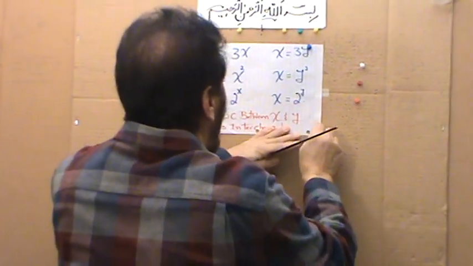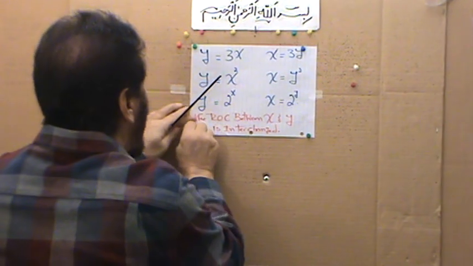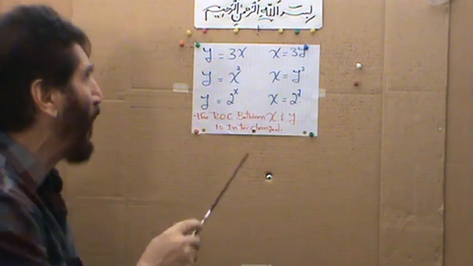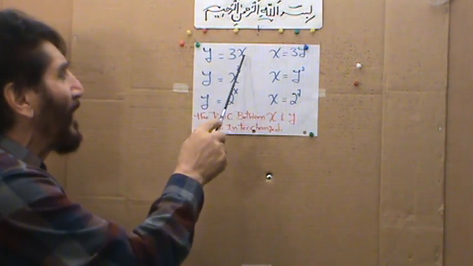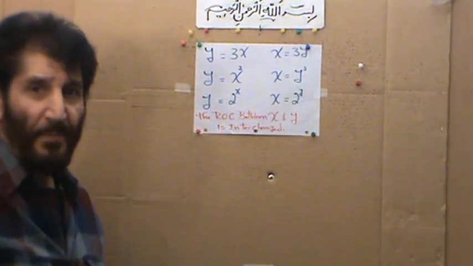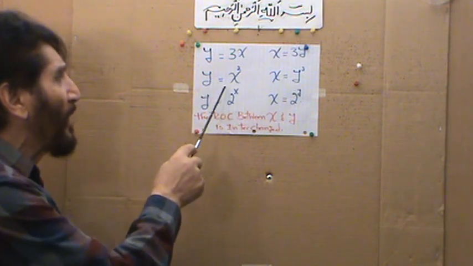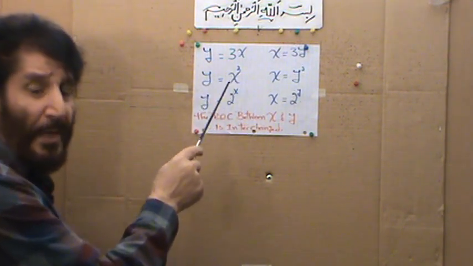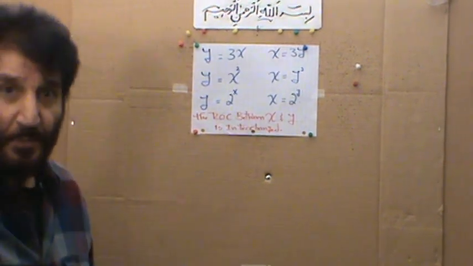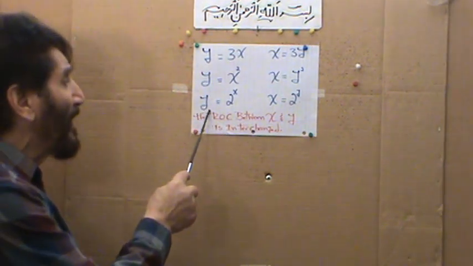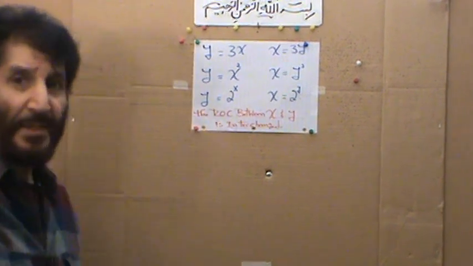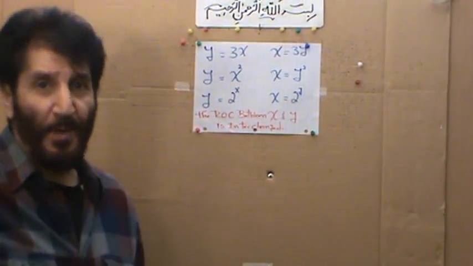Now in this one, I'm interchanging the rule of correspondence of x and y. Now, y equal to 3x, when you interchange the rule of correspondence, you end up with x equal to 3y. All right? The same is true for this one: y is equal to x squared; to change the rule of correspondence between x and y, x is equal to y squared. Now, the very same goes here also: y equal to 2 to the x, x equal to 2 to the y.